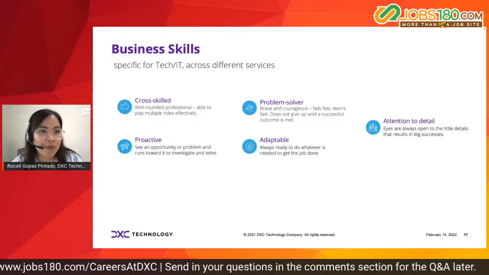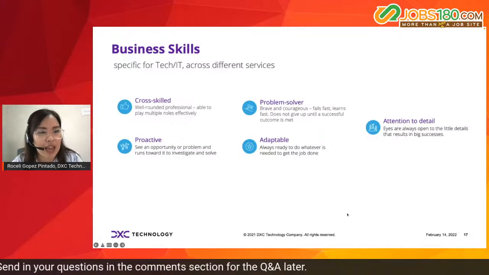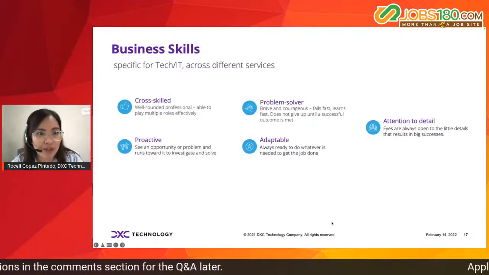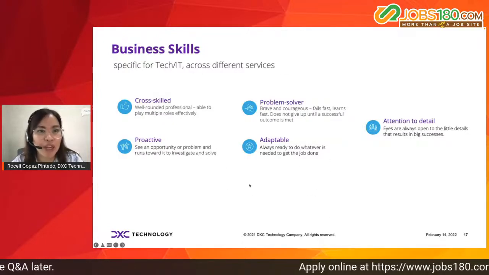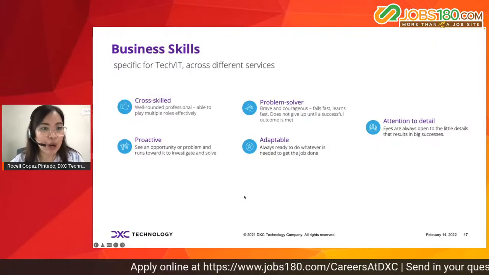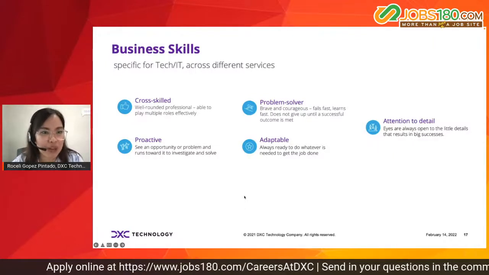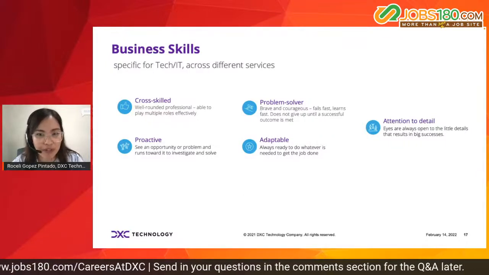Okay, so for business skills, the first one might be specific to tech and IT, but it is definitely applicable to all of the work that you can do within IT, right? So the first one is really being cross-skilled. What does that mean? It's being a well-rounded professional, able to play multiple roles effectively.